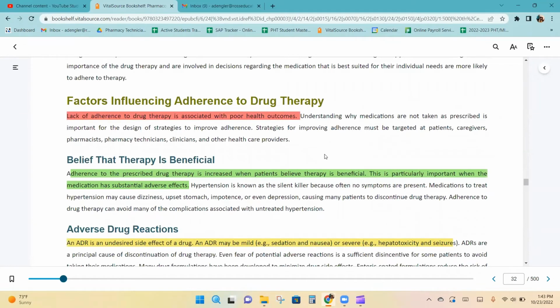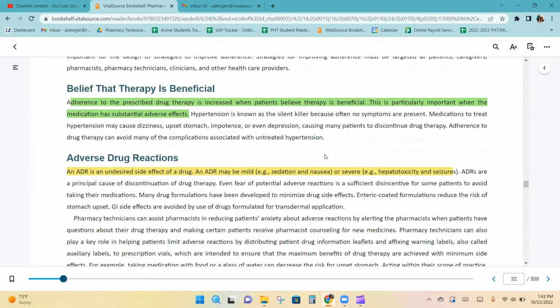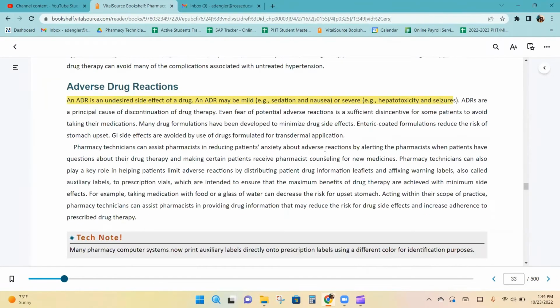Lack of adherence to drug therapy is associated with poor health outcomes. Adherence to the prescribed drug therapy is increased when patients believe therapy is beneficial. That is particularly important when the medication has substantial adverse effects. An ADR is an undesired side effect of a drug. An ADR may be mild, like sedation or nausea, or severe, like hepatotoxicity or seizures. ADRs are a principal cause of discontinuation of drug therapy. Even fear of potential adverse reactions is a sufficient disincentive for some patients to avoid taking their medications.